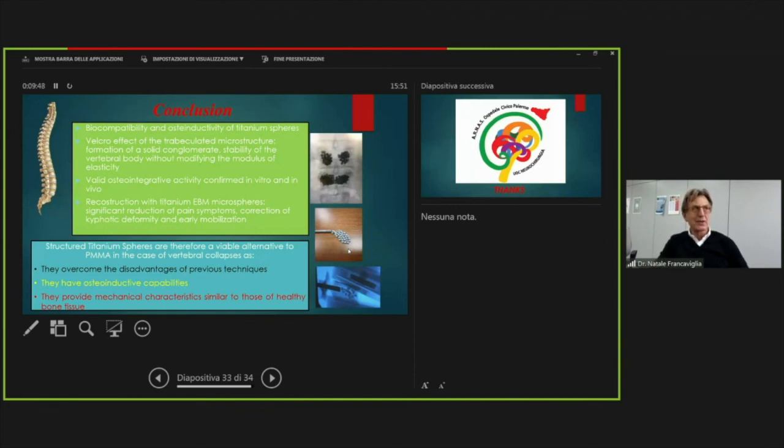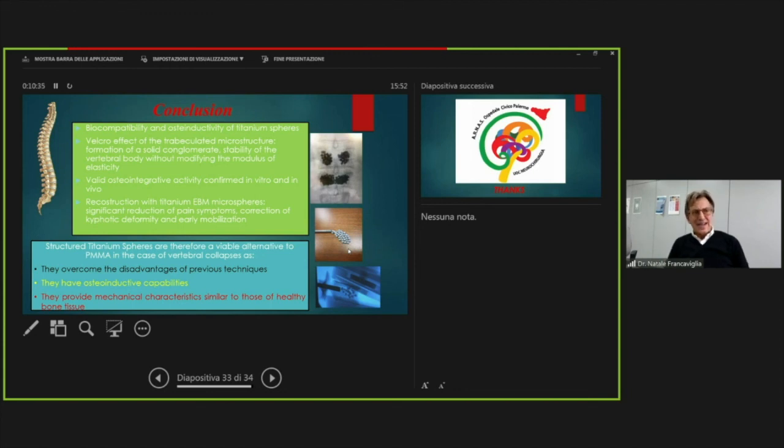What is clear in conclusion is that this sphere shows biocompatibility and osteoinductivity of the titanium sphere. We have one Velcro effect. What the Velcro effect means physically is that the spheres really unite with each other, giving you one solid conglomerate. It avoids the pull-out of the spheres through the cannula or through the pedicle, and so gives us stability of the vertebral body without modifying the modulus of elasticity. We have a valid osteointegrative activity confirmed in vitro and in vivo.